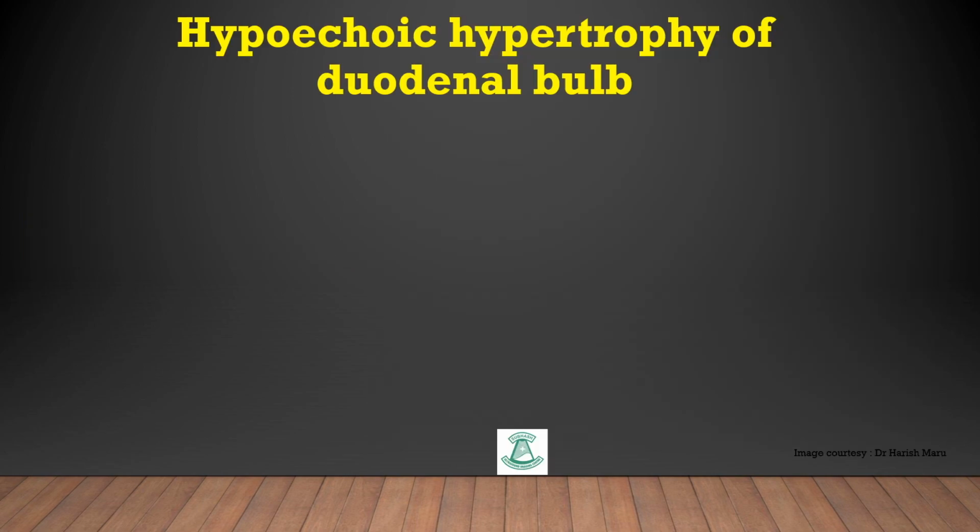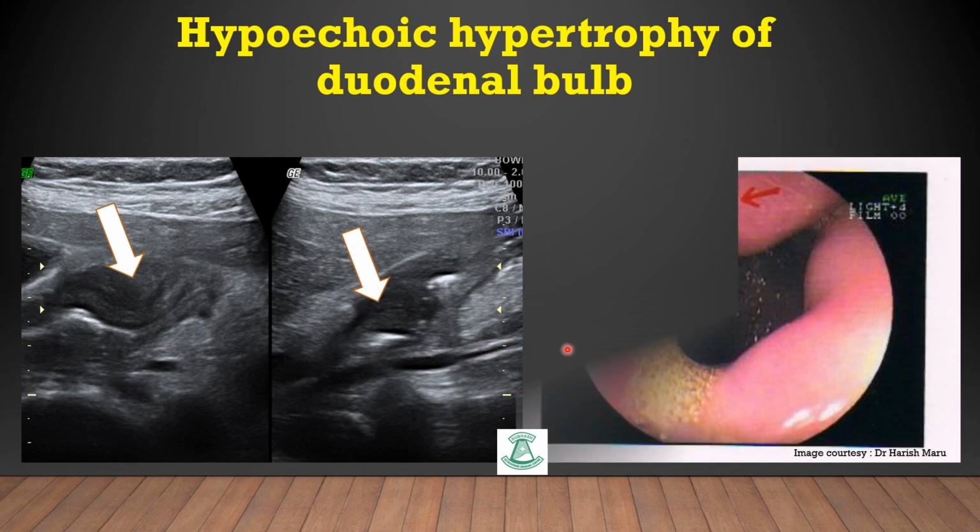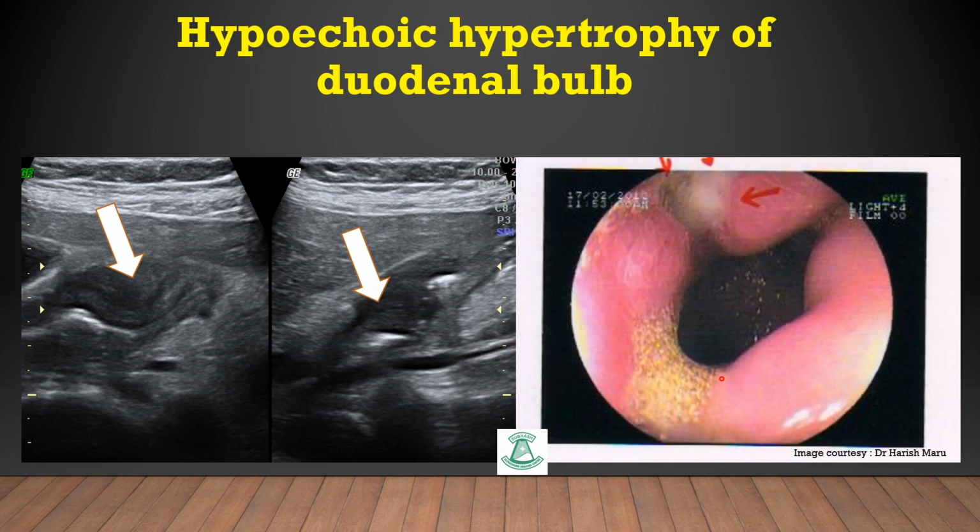Now another case. In this case, we can see hypoechoic hypertrophy of the duodenal bulb, which is indenting the lumen as shown by white arrows. And this is endoscopic correlation by an image showing ulcer at the duodenal bulb. So this is an ultrasound marker, hypoechoic hypertrophy of the duodenal bulb.